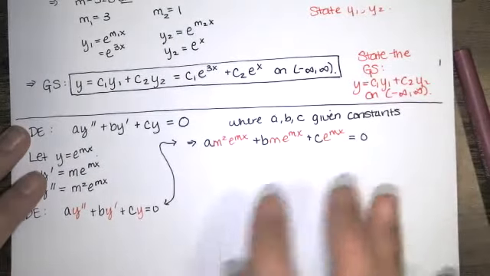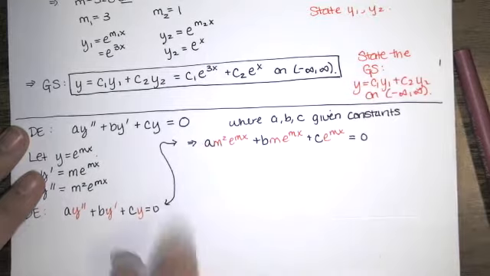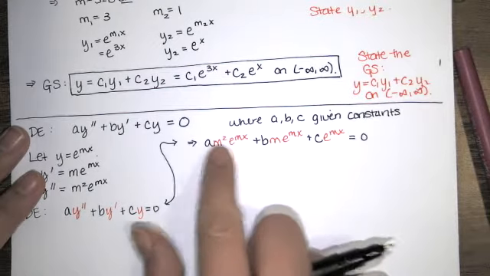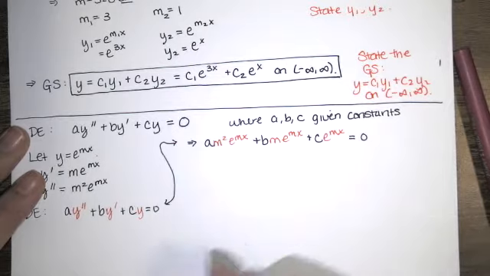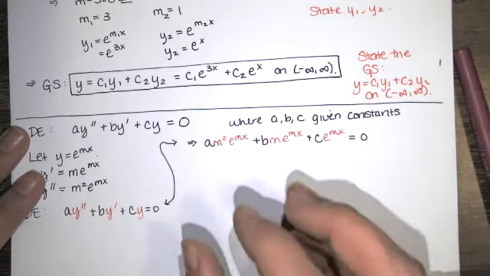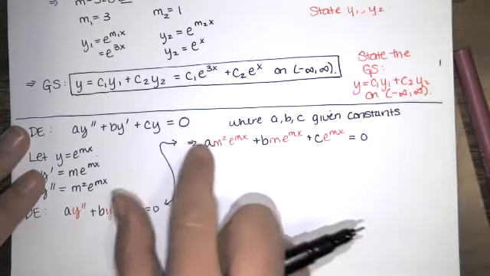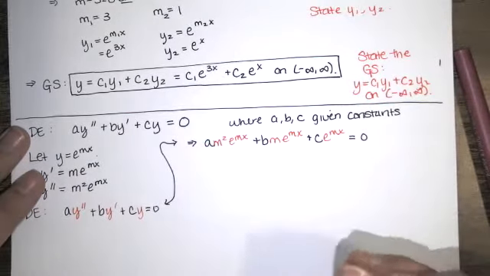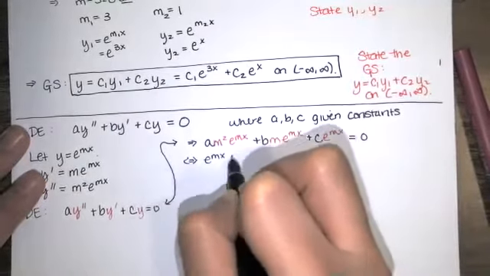And now, even though it doesn't look like it because we've got these variables a, b, and c, and m there, remember m is just a constant to be determined by us. We're going to find it. a, b, and c will generally be given constants. So this is just a constant times an exponential plus a constant times an exponential plus a constant times the same exponential equals 0. The only way that this will equal 0 is if all those constants add together to give you a 0. Or if you factor out the e to the mx, this is what you get.